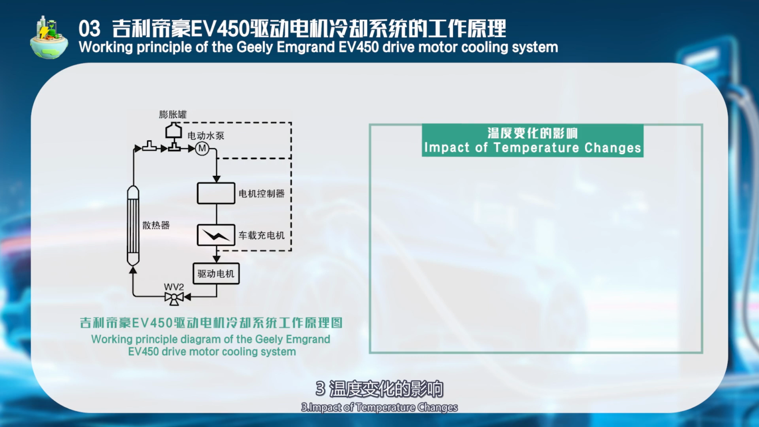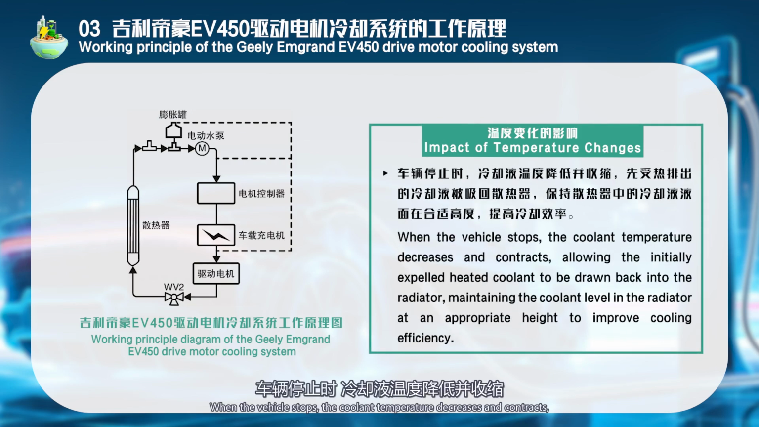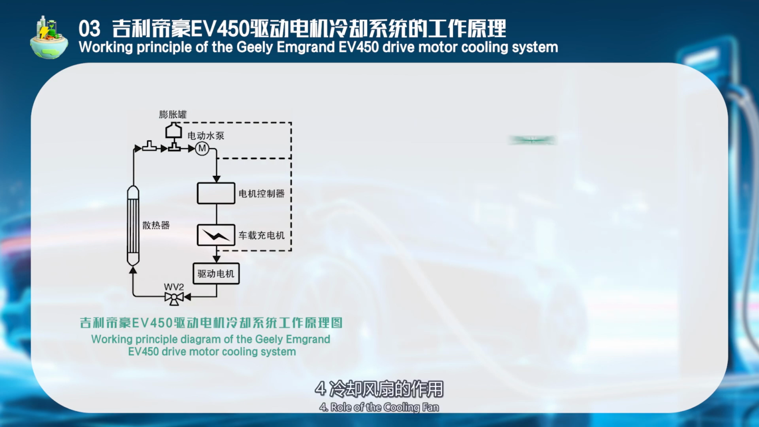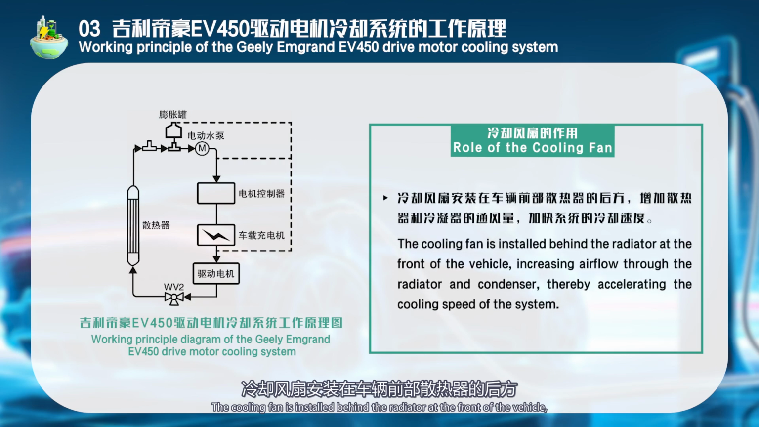3. Impact of temperature changes. When the vehicle stops, the coolant temperature decreases and contracts, allowing the initially expelled heated coolant to be drawn back into the radiator, maintaining the coolant level in the radiator at an appropriate height to improve cooling efficiency. 4. Role of the cooling fan. The cooling fan is installed behind the radiator at the front of the vehicle, increasing airflow through the radiator and condenser, thereby accelerating the cooling speed of the system.